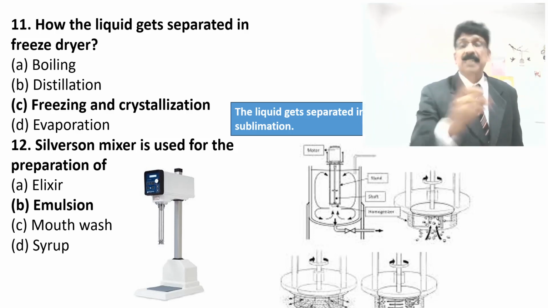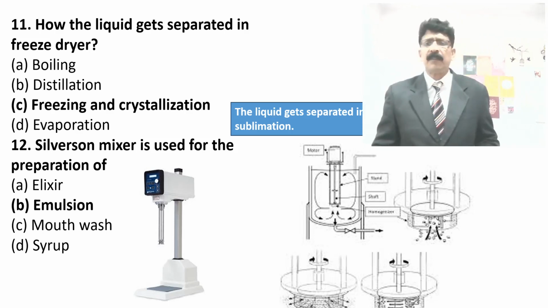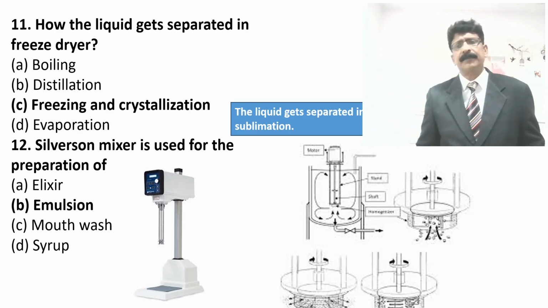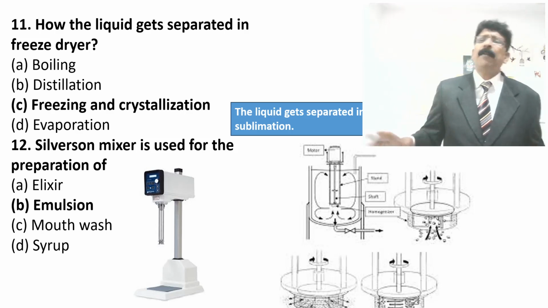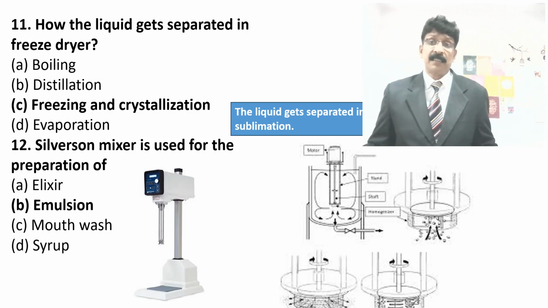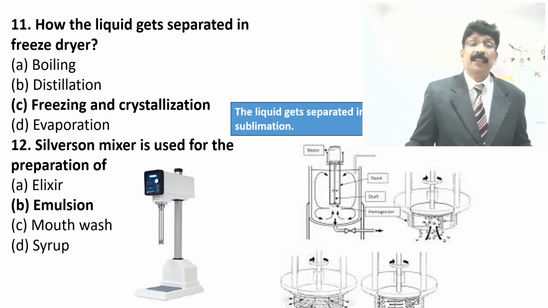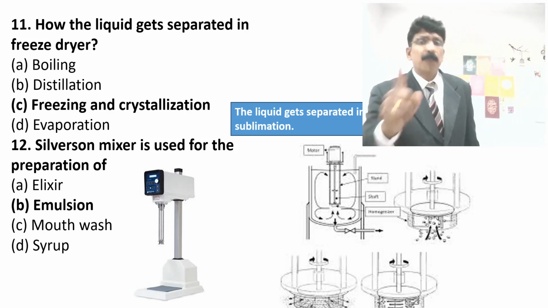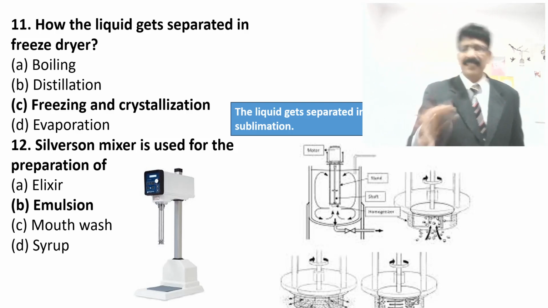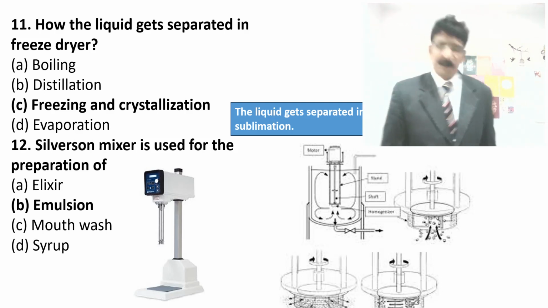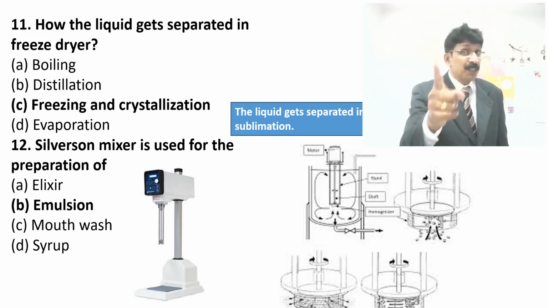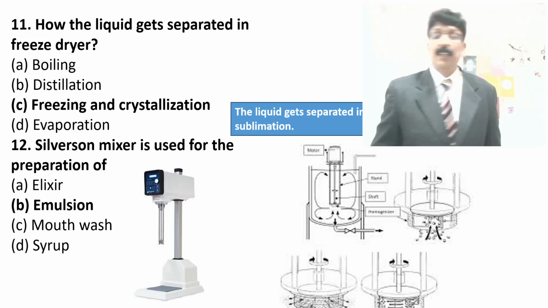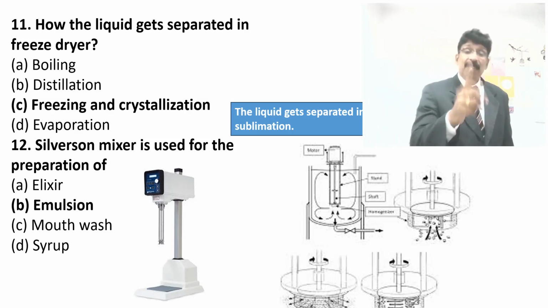Silverson mixer, there are planetary mixers, there are baffle mixers, there are rotary mixers, there are many mixers, drum mixers, tunnel mixers. But this is the Silverson mixer, which is specially used for preparation of, is it elixir? No, elixir is a hydroalcoholic preparation. Emulsion is two immiscible liquids, it needs some pressure or some active action of an instrument. So that is done by the Silverson mixer.